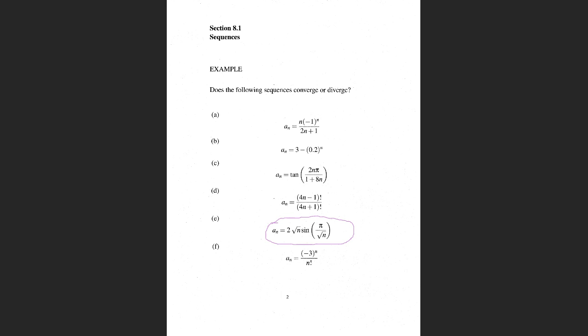But I look at this here, and when we have the square root of n, as n gets large, what does the square root of n approach as n gets large?